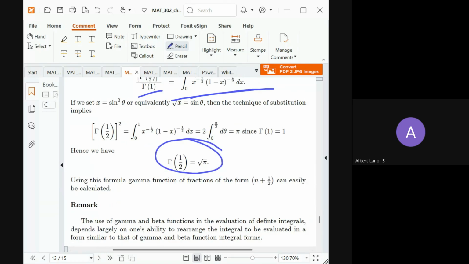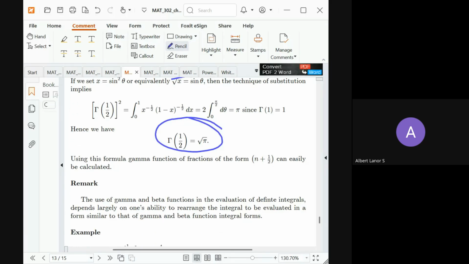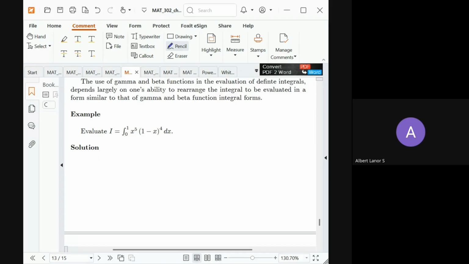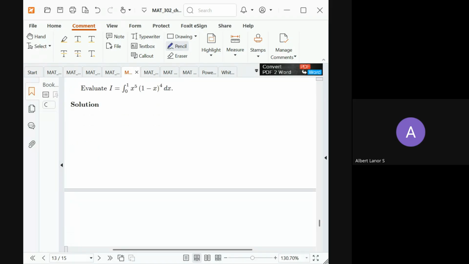Now the remark: the use of gamma and beta functions in evaluation of definite integrals depends largely on your ability to rearrange the integral to be evaluated into a form that is similar to either the gamma function or the beta function. Once it looks like the gamma function or the beta function, you can easily progress. Now in this example, we have I is the integral of x^5 (1 minus x)^4 dx.